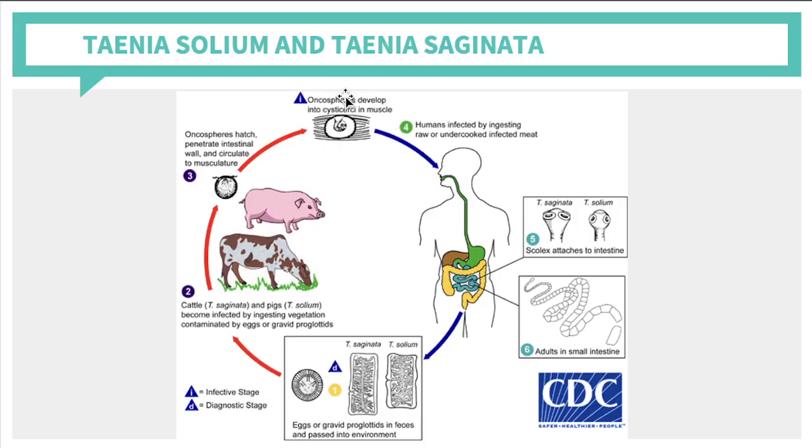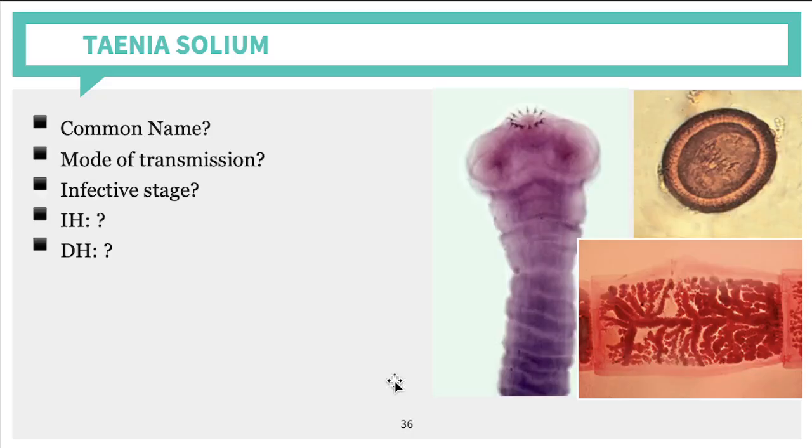Once ingested by the human, again, how does the transmission begin? It's because of the ingestion of contaminated meat. And what is that meat? For Taenia solium, pork meat, or beef meat for saginata. Once eaten, the saginata and solium mature, depending on the species again, and they become adults and pass eggs or gravid proglottids into the environment. That is now the basic life cycle of Taenia solium and Taenia saginata.